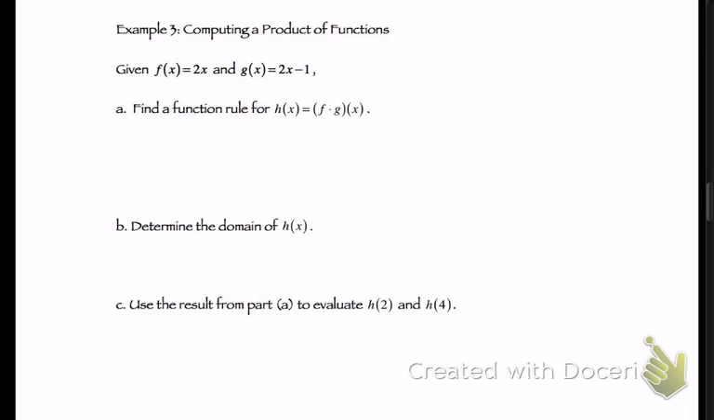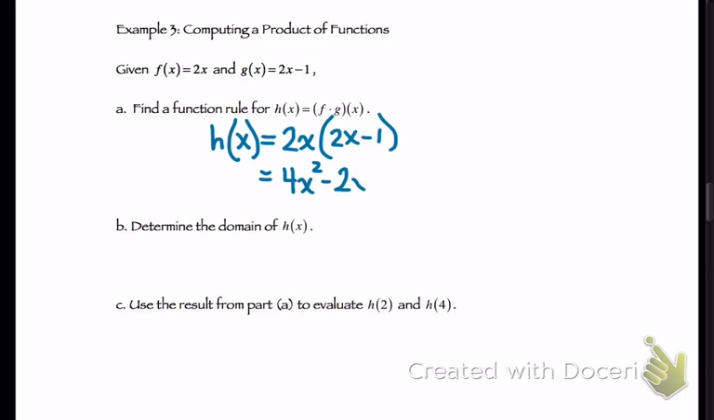Take a look. I give you those two functions. I ask you to find the new function rule, which is h of x, which is saying take f times g. So let's do that. Take f of x times g of x. Well, how do I simplify that from here? Well, I think what I would do is distribute, and there is my new function rule.